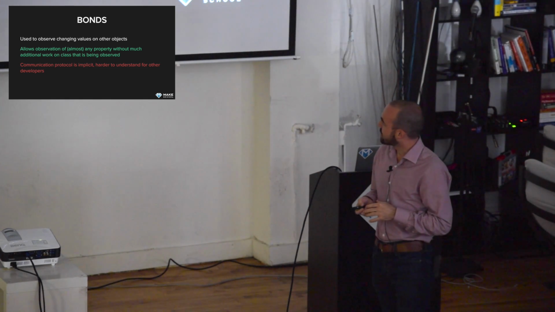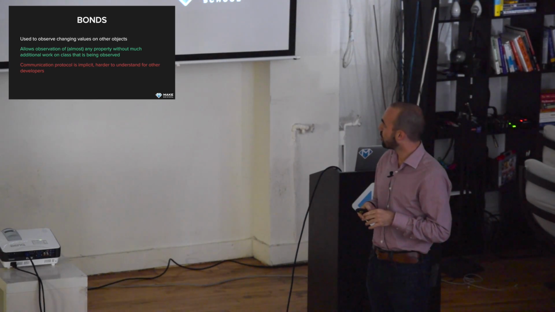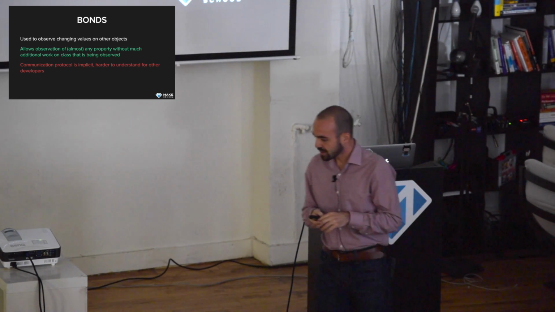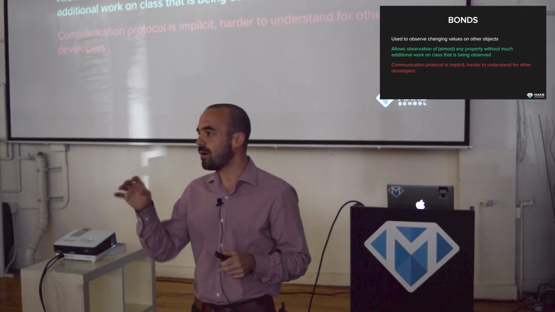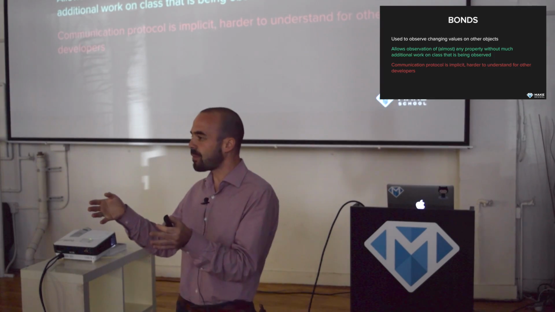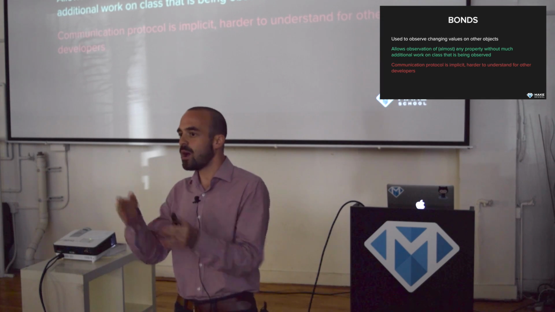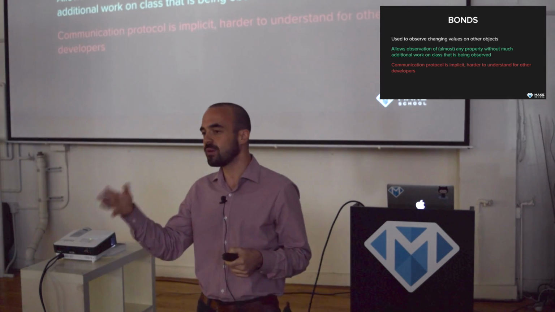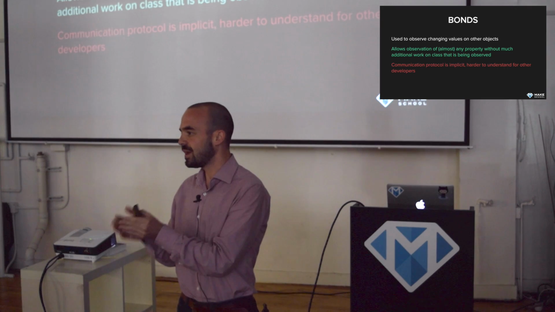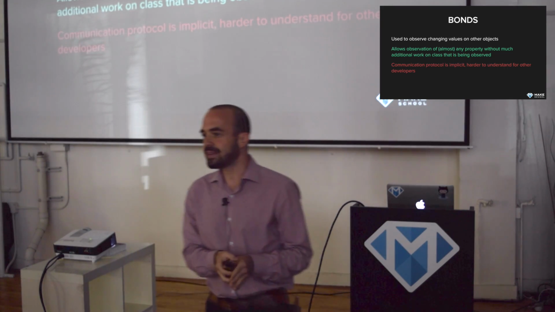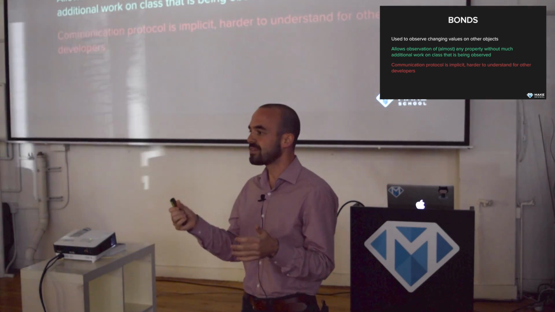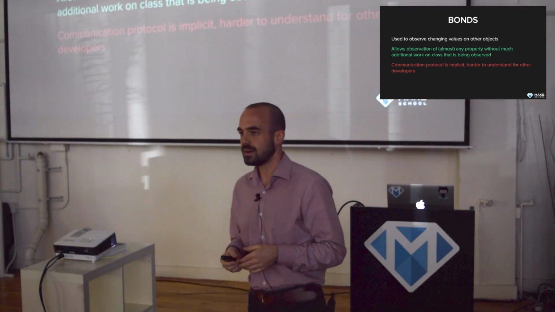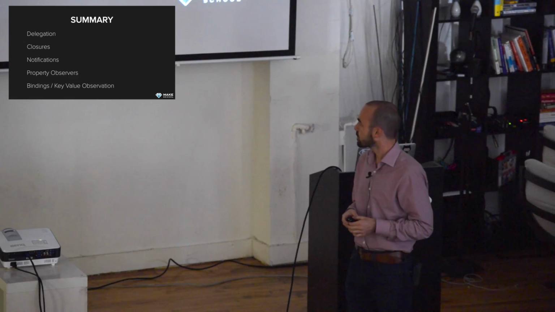A bigger drawback is that the communication protocol here is more implicit. So it's the same problem that you have with key value observation. You might not know exactly how many developers are listening to this property, and how many other pieces of code would be influenced by changing the behavior of this individual property. Whereas with delegates, you have a clearer expression of classes that actually set themselves up as a delegate of a different class. Here it is more implicit.